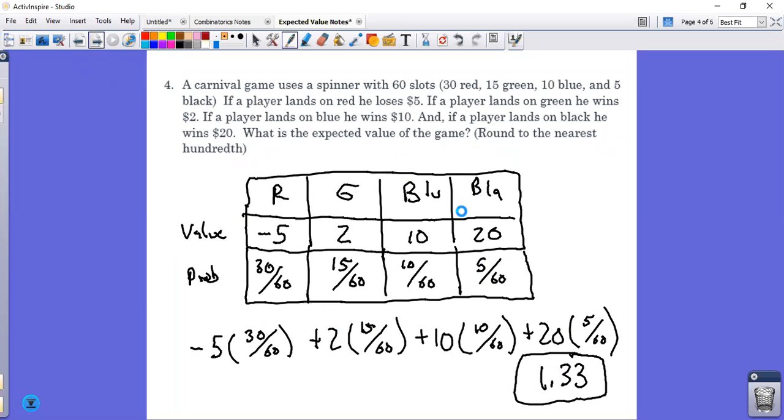So number 5, ask about a fair game. Well, a fair game would be a game that you're not expected to win or lose at the end of it. That it turns out to have a 0 expected value.